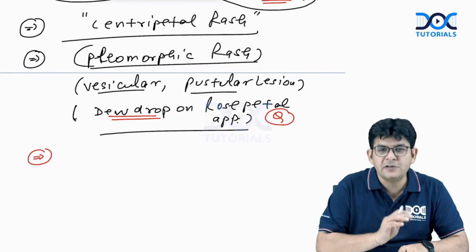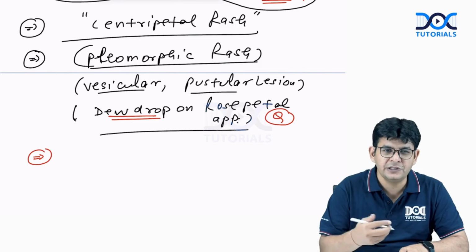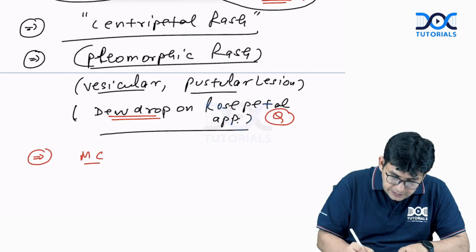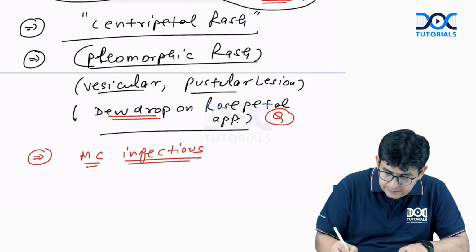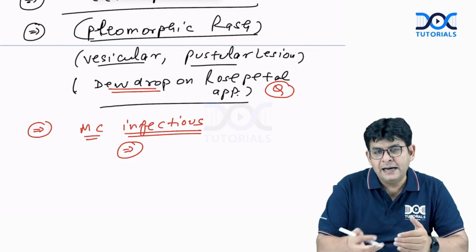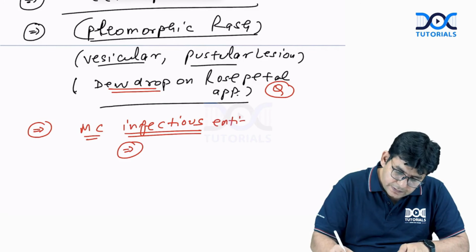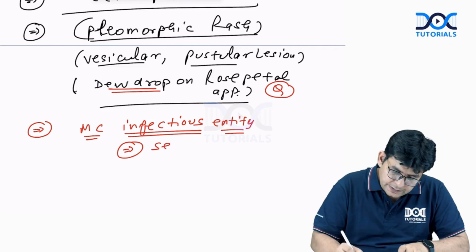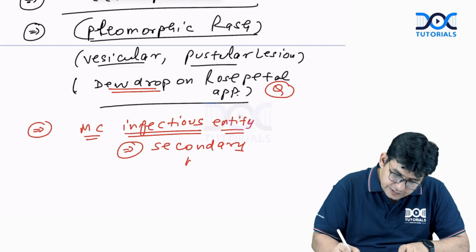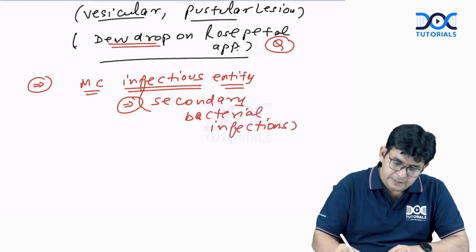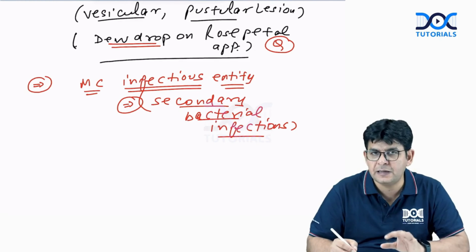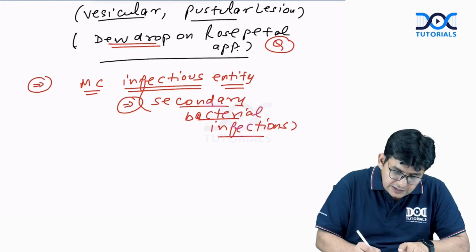Now, besides all this, what else should you know regarding chickenpox? The most common infectious entity observed in the case of chickenpox is what? Secondary bacterial infections. They can involve the lungs, leading to pneumonia, or the skin lesions. But secondary bacterial infection is the most common infectious entity in the case of chickenpox.